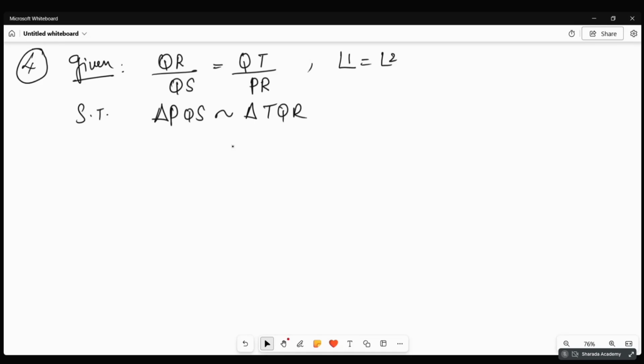PQS is similar to TQR. That you have to prove. They've given QR by QS is equal to QT by PR, and angle 1 is equal to angle 2. This is the given thing. TQR. Okay, this is angle 1 and this is angle 2.